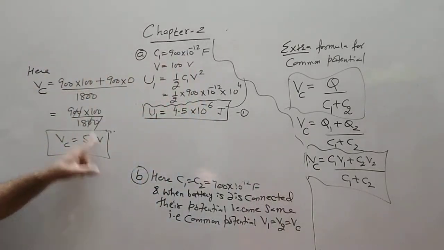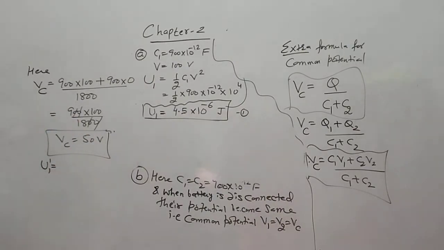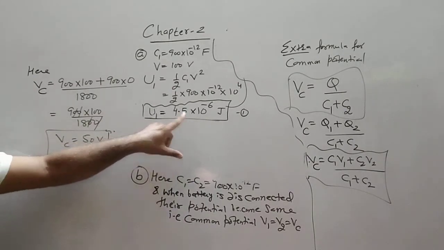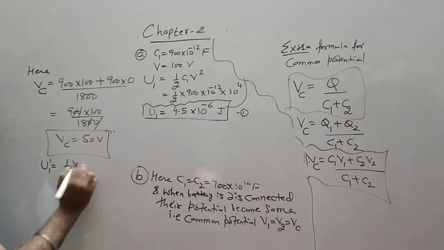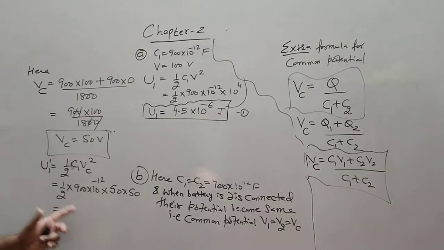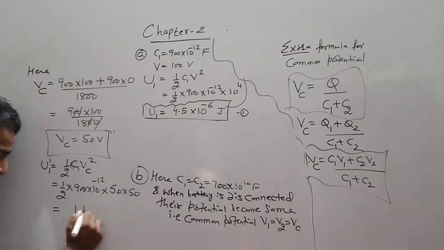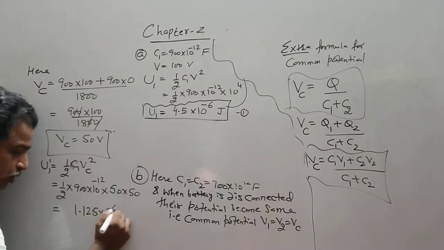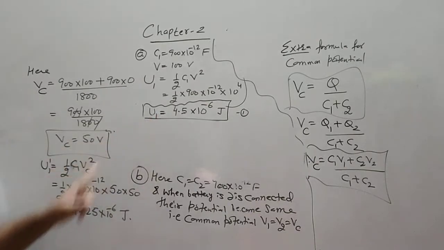Now let us see, Vc is 50 volt. Now U1 dash, that we found to be 1/4 of this. That was 1.125. Now let us see this. Half. Now I will write the C1 Vc square. U1 dash comes out to be half into 900 into 10 to the power minus 12 into 50 into 50. Now if you do this calculation by yourself, you will find the value comes out to be 1.125 into 10 to the power minus 6 joule. That will come out to be 1/4 of this.